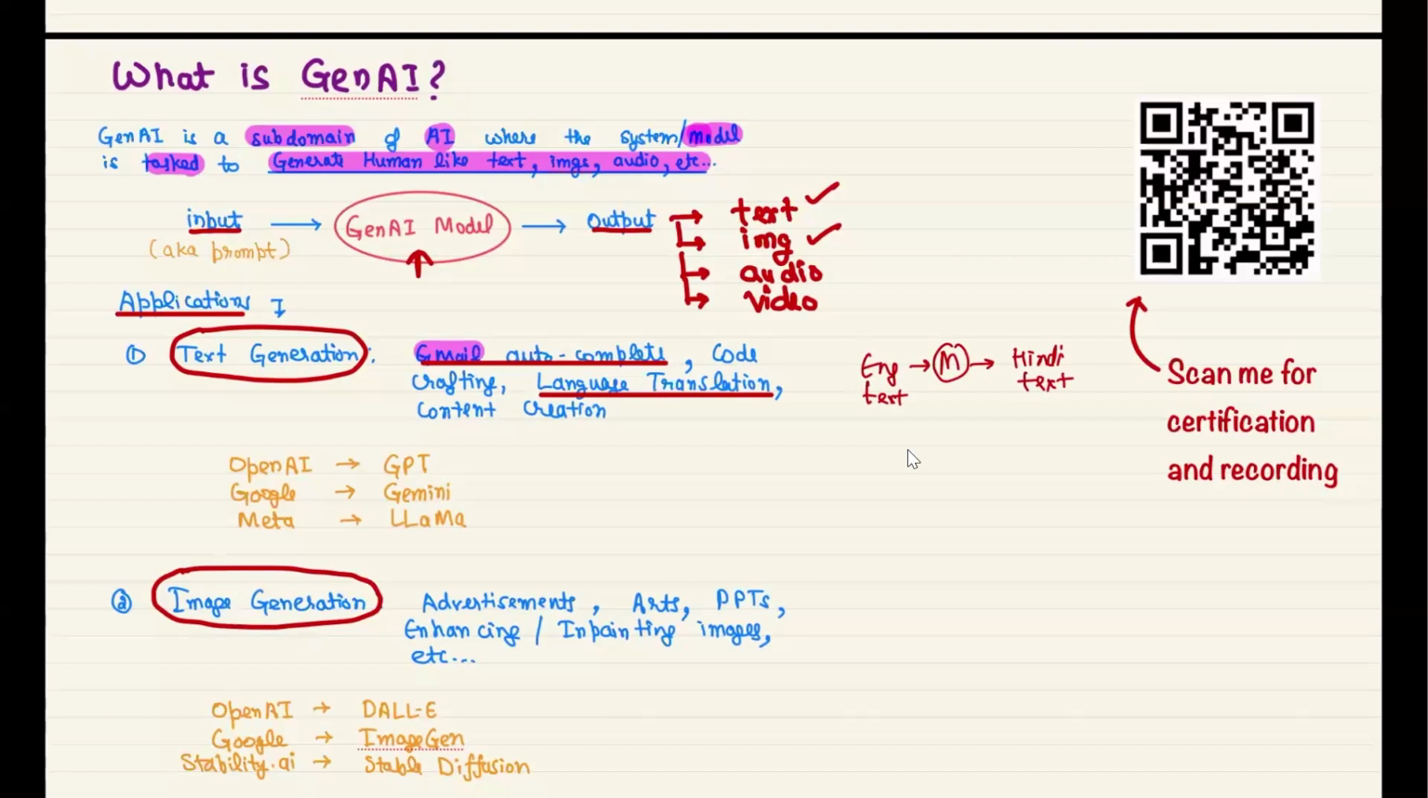Perfect. What about the next example? The next example is code crafting. What is the meaning of code crafting? And for language translation, one of the big examples is Google Translate. What about code crafting? What do you know about code crafting? What is the meaning of code crafting?